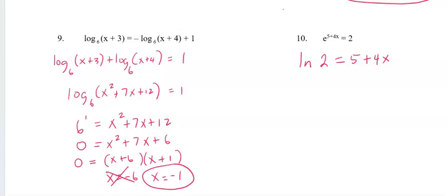It's 0.69314718006. And now just go through your routine. You're going to subtract 5 from that decimal. And then you're going to divide by 4. And our answer for x, to the third decimal place, is -1.078.